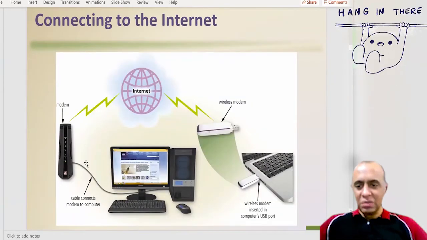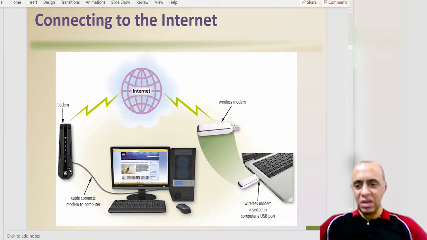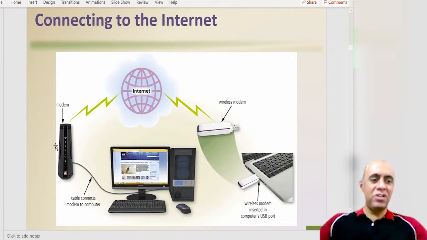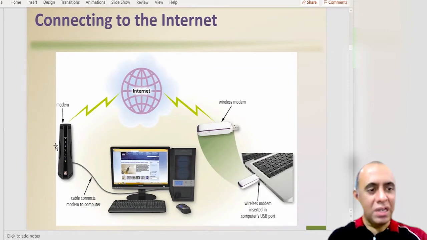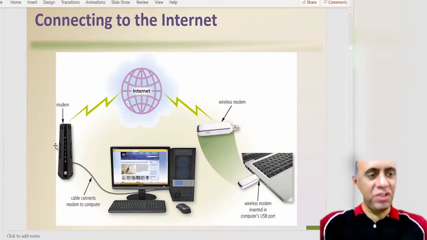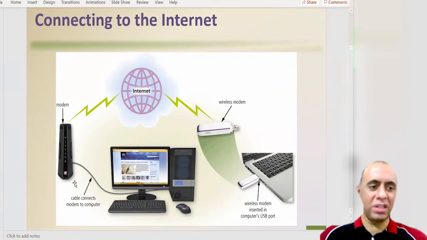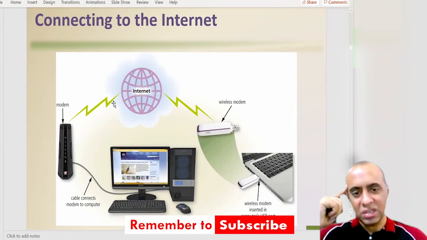But there are still modems you can see out there, because if at some point in the future our computers come with fiber optic capability built into them, then we won't even need this modem. So this is how you connect to the internet.